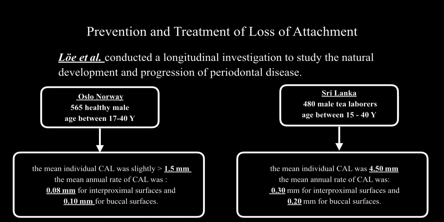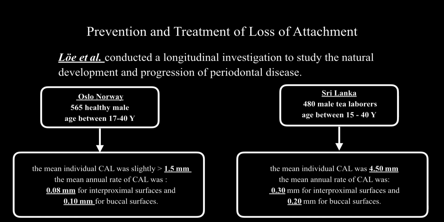So we had 565 healthy males from Oslo, Norway, and 480 male tea laborers from Sri Lanka. The study results showed that the mean individual clinical attachment loss was around 1.5 millimeters in the Norway population, while it was actually 4.5 millimeters in the Sri Lanka tea laborers.